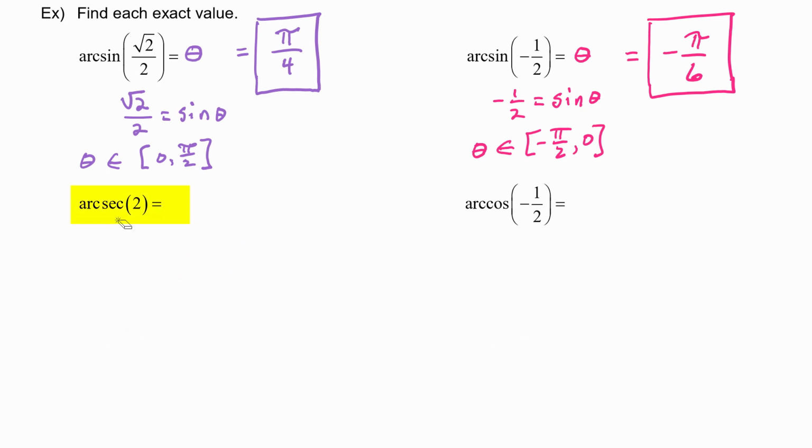Here we have the arcsecant of 2. We know that's going to output an angle. If I take the secant of the left-hand side, it equals 2. If I take the secant of the right-hand side, I have secant theta. It might be easier for you to think in terms of cosine. So if I take the reciprocal of the right-hand side, I need to take the reciprocal of the left-hand side.